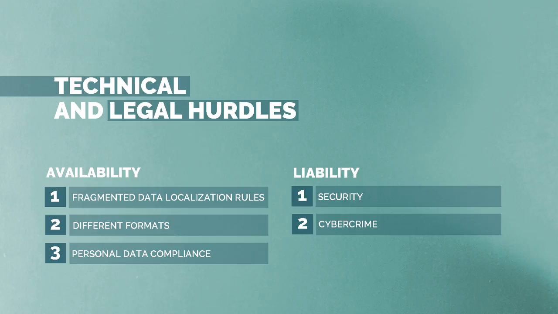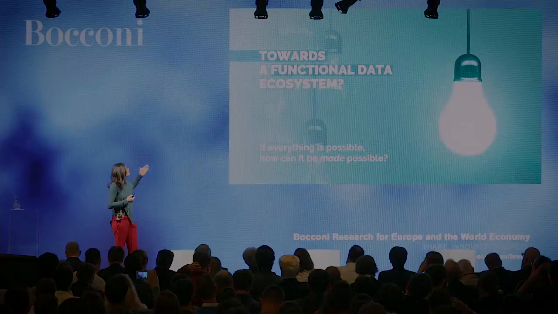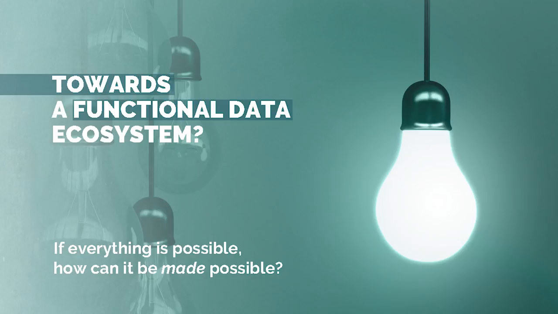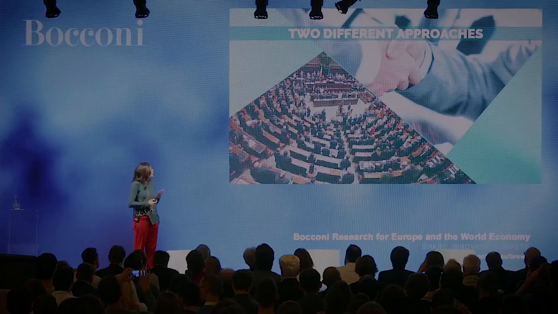Given these hurdles, what are the actions that we should take in order to achieve what I like to define a functional data ecosystem, also based on private data, not just public data? Well, good news. Action is ongoing. Action is ongoing at legislative level and at non-legislative level. And bear in mind that these two approaches are actually complementary. They are not alternative approaches, at least in our view.